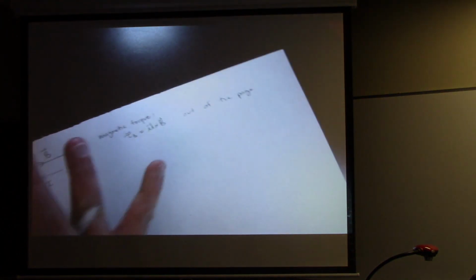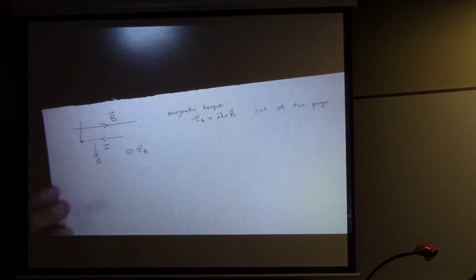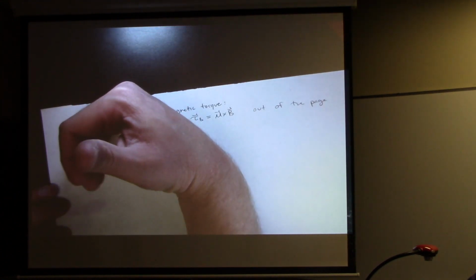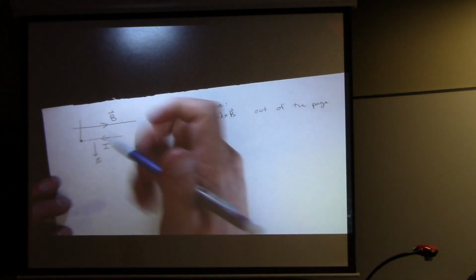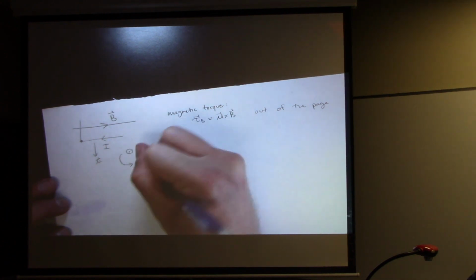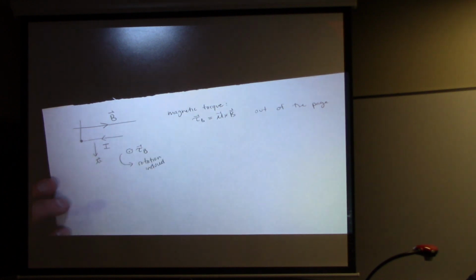And just to reiterate, the intuition behind this is if I have my thumb going out of the page, my fingers are curling counterclockwise. So this is the kind of rotation induced. So this would tend to cause counterclockwise rotation.